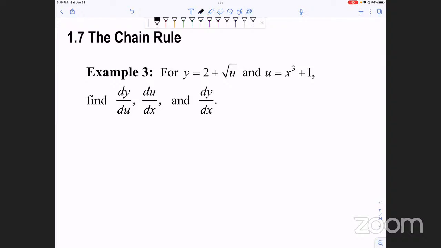So let's start with dy by du, the derivative of y with respect to u. The derivative of a constant is 0, so that one's going to be gone. This is like 1/2 u to the power of 1/2, right? So when we take the derivative, that 1/2 comes down, and we're going to get 1/2 u to the power of negative 1/2.